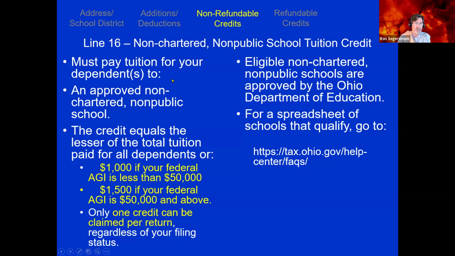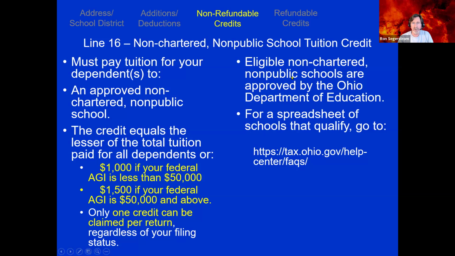Okay, you must pay tuition for your dependents to an approved non-chartered, non-public school, up to $1,000 if your federal AGI is less than $50,000. If you earn more than $50,000, then your credit is up to $1,500. Only one credit can be claimed for a return.